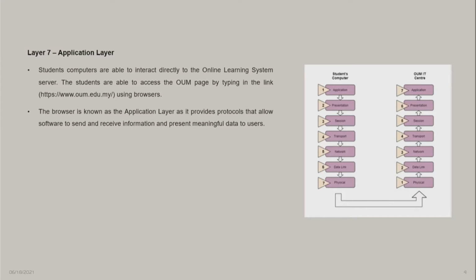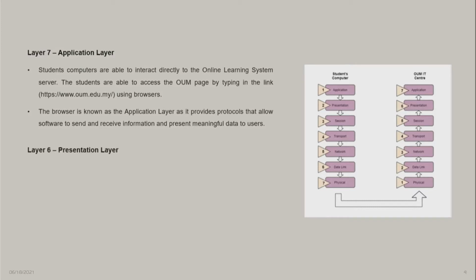The students are able to access the OUM page by typing in the link using browsers such as Google Chrome, Opera, Mozilla Firefox, or even Internet Explorer. Thus, the browser is known as the application layer as it provides protocols that allow software to send and receive information and present meaningful data to users.